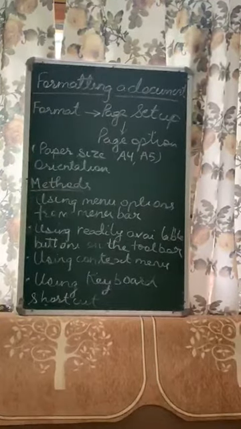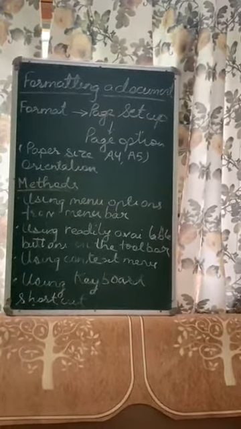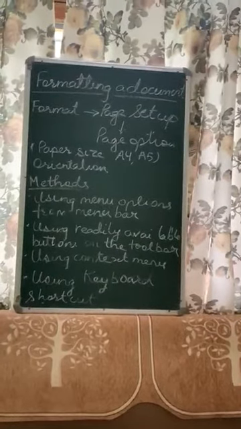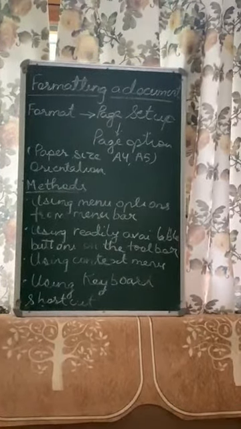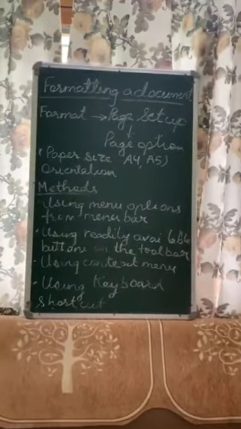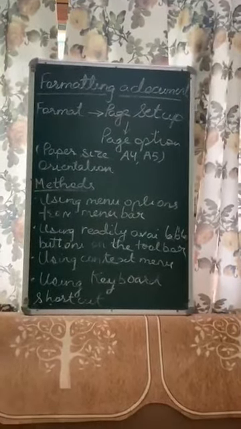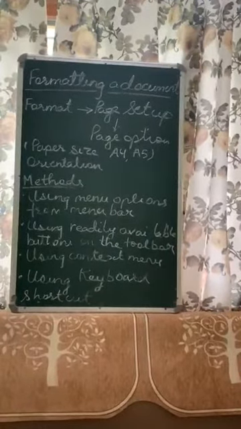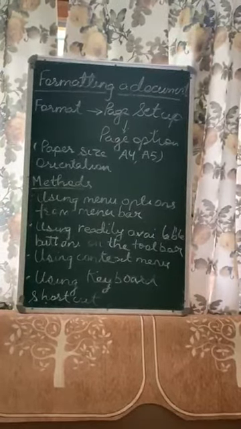Now what are the various methods of formatting a document? There are various methods. The first one is using menu options from the menu bar. The menu bar is the bar present at the top of LibreOffice, just beneath the title bar, and there you will find the Format option. Or you can use readily available buttons on the toolbar. The toolbar has readily available buttons like you have in MS Word. You have buttons for changing the font size or the font style. These are the readily available buttons that you can use.